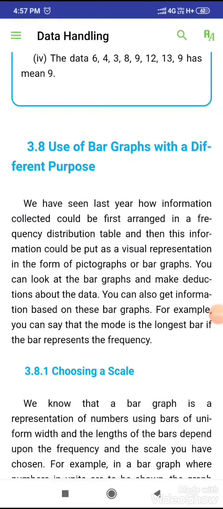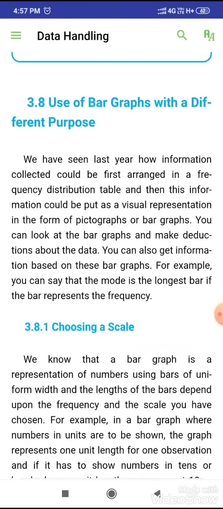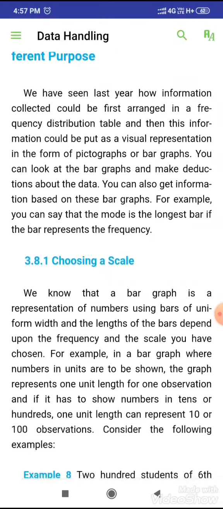Hello students, today we are going to discuss exercise 3.3. Before I start this exercise, we will discuss some important topics related to this exercise. Here we are going to discuss how to study a graph, how to plot a bar graph and a double bar graph. So let's start our video with the first topic, choosing a scale.